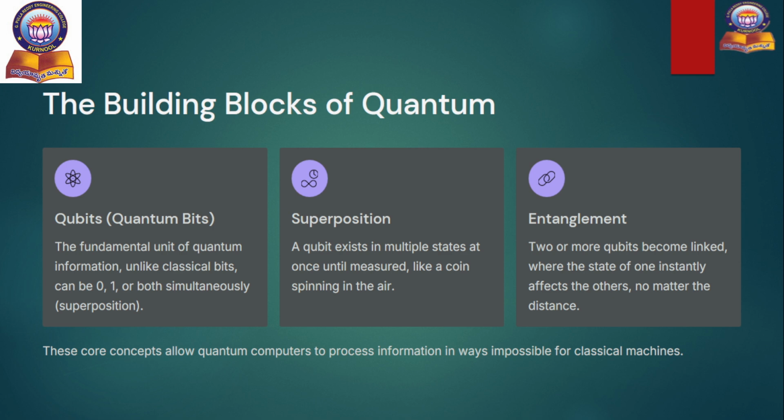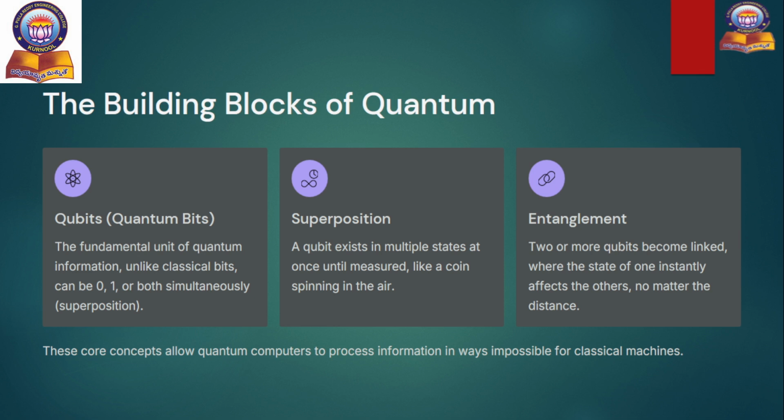Classical bits are of only two types, that is 0 and 1, but quantum bits can be 0, 1, or both simultaneously, which is also called superposition. Superposition means the quantum bit exists in multiple states at once until it is measured. Like if we flip a coin in the air, it's spinning in the air, so it's both sides. So it is like both 0 and 1 together, which is the concept of superposition.